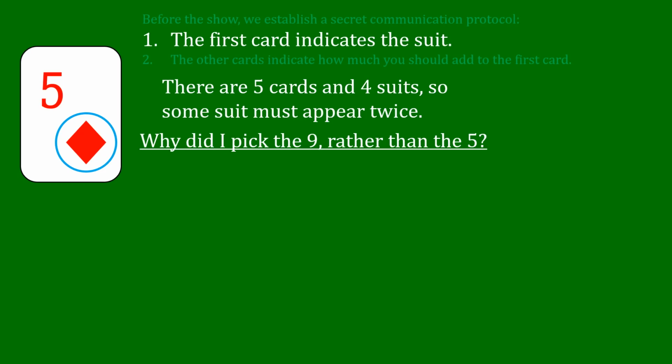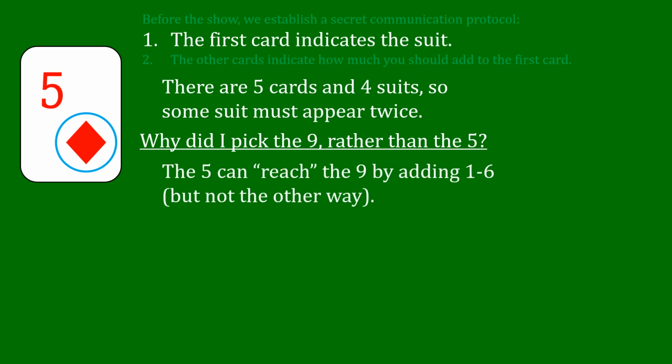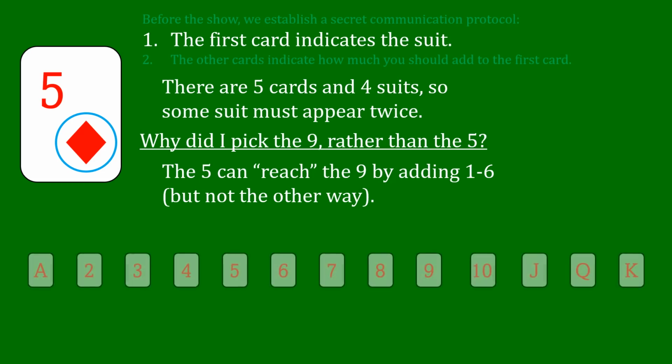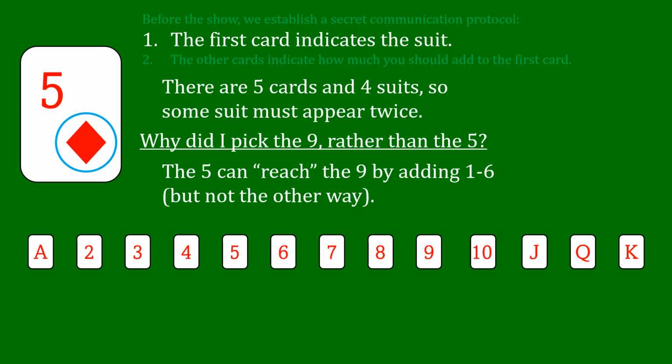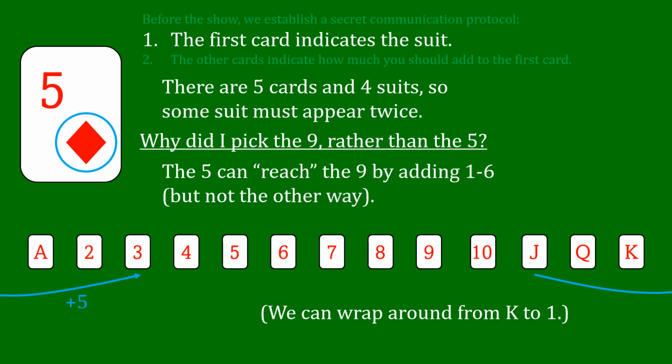The answer here is that the 5 can reach the 9 by adding a number from 1 to 6, but not the other way. If we consider the ace as 1, jack as 11, queen as 12, and king as 13, then from 5 I can reach 9 by adding 4. Similarly, from 8 I can reach king by adding 5. We might have to wrap around from king to 1. For example, from jack I can reach 3 by adding 5. Note that 9 cannot reach 5 because even if we add 6, we would only get 2, which is less than 5.